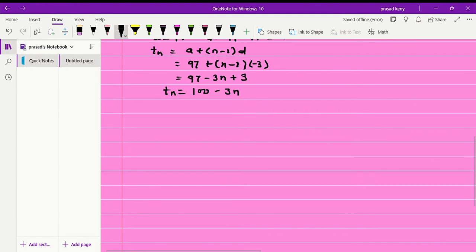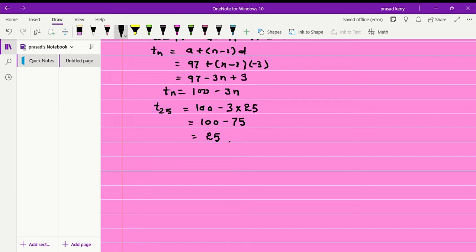And now I want to find out the 25th term, T25. That will be 100 minus 3 into 25. So that is 100 minus 75, and that is 25. So the 25th term of this particular sequence will be 25.